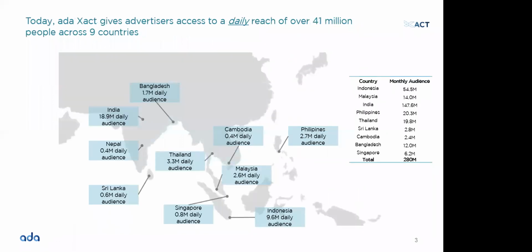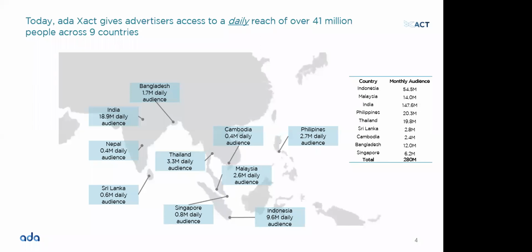Okay. Now I wanted to talk about the reach of the ADA-Exact platform. Primarily, ADA-Exact is a platform of a database of audiences. And I think for advertisers, what is especially interesting is the daily reach that is available. In other words, how many devices show up every day on the programmatic networks that our platform is connected to. And right now, we have a daily reach of roughly 41 million devices across 9 countries.